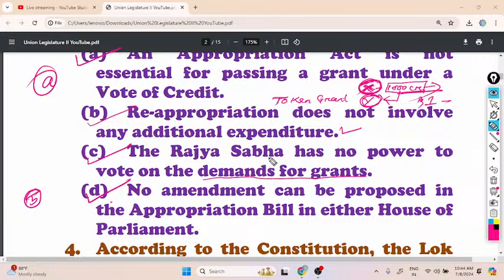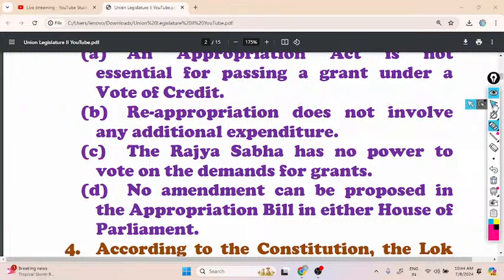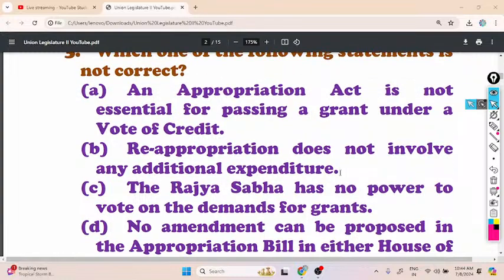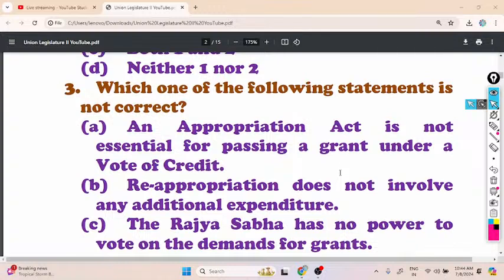The statement says an Appropriation Act is not essential for passing a grant of vote of credit. Vote of credit is mentioned in Article 116, under which some undefined amount of money is sanctioned for meeting a project or any scheme of the government whose prior estimation is not done. So it is called a blank check, because no amount is mentioned in this type of grant. It is given to the executive as a blank check. The executive will be in a position to spend as much money as it requires for implementing the scheme. But an appropriation act needs to be passed.